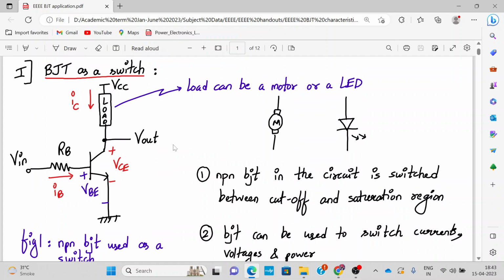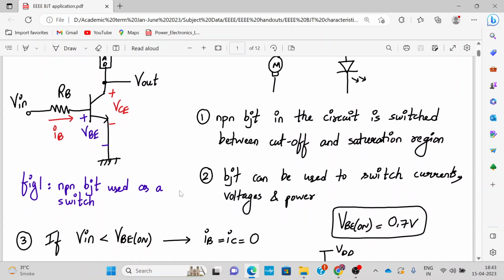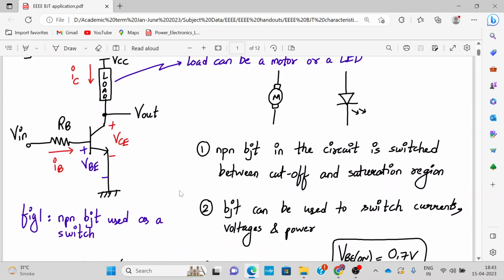So the NPN BJT in the circuit is switched between the cutoff and the saturation region when it is used as a switch. That's a very important factor. BJT can be used to switch currents, voltages, and power, and that is what we are going to see now.